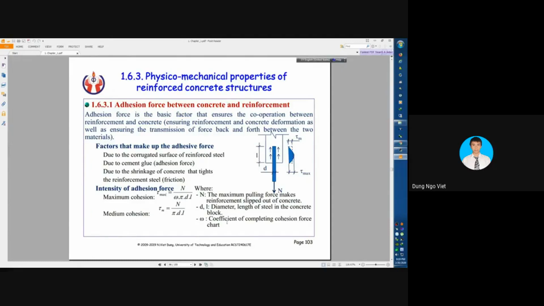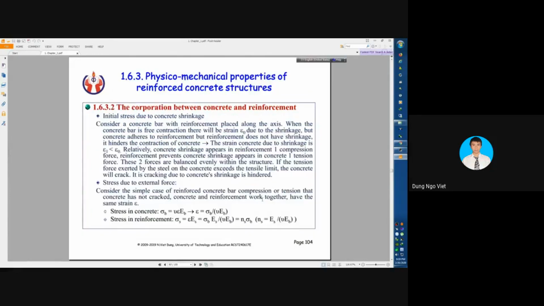And omega is the coefficient of cohesion force. The cooperation between concrete and reinforcement. Initial stress due to concrete shrinkage.